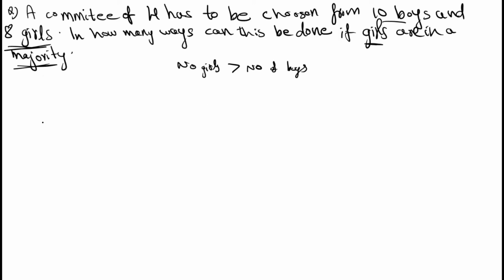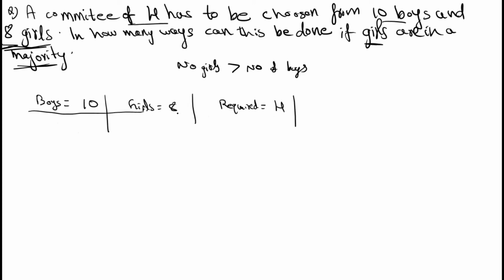Write the given data. Boys is equal to 10 is given, and girls is equal to 8 girls given. What's the required number? Required is equal to 4, right? Committee of 4 has to be done, so required number is equal to 4. Here I'll write boys 10, girls 8, required is equal to 4.